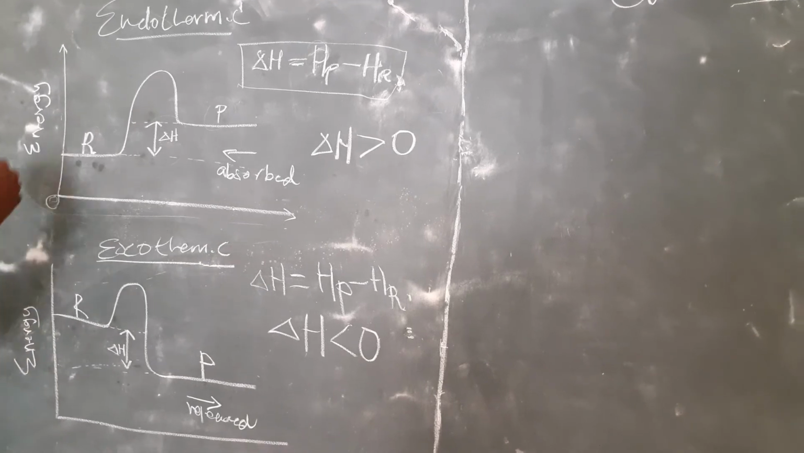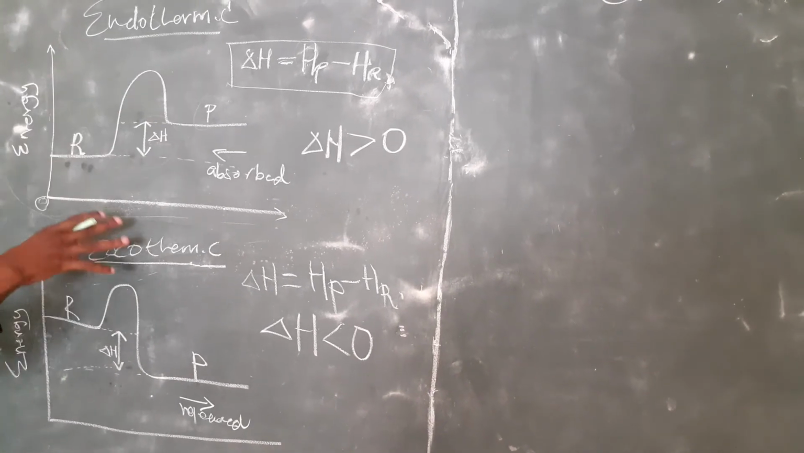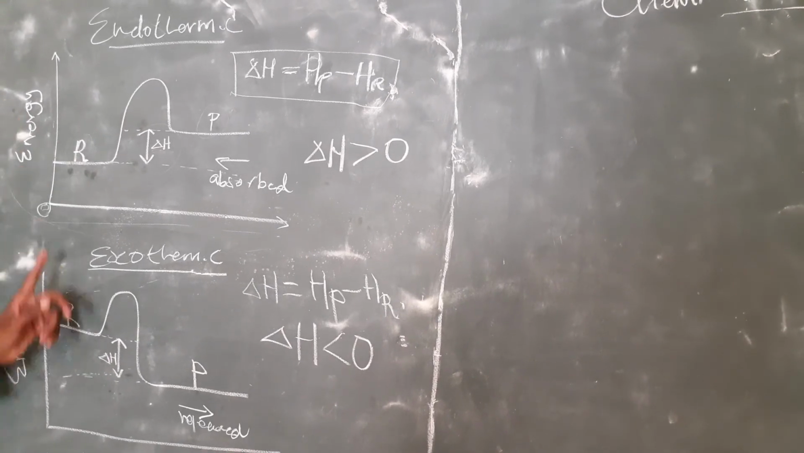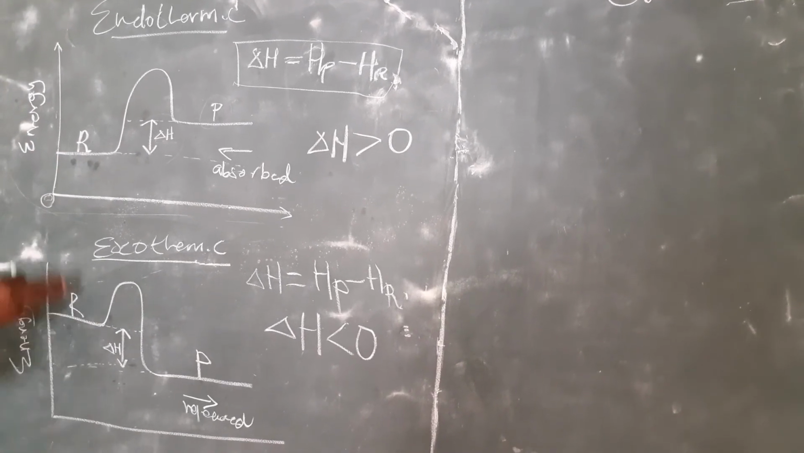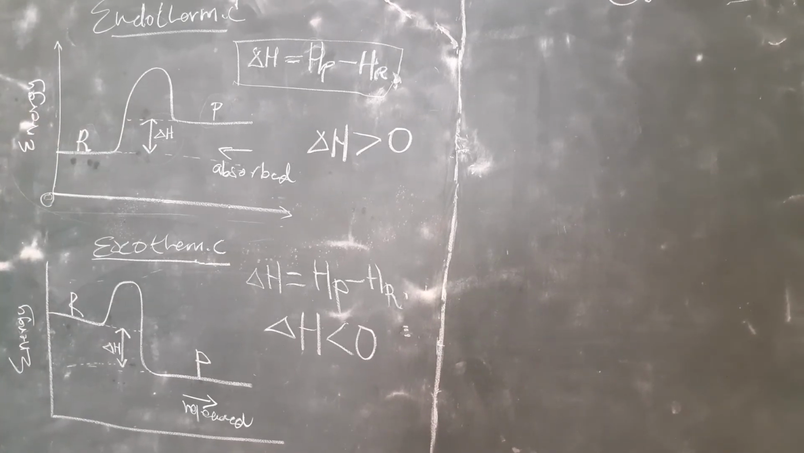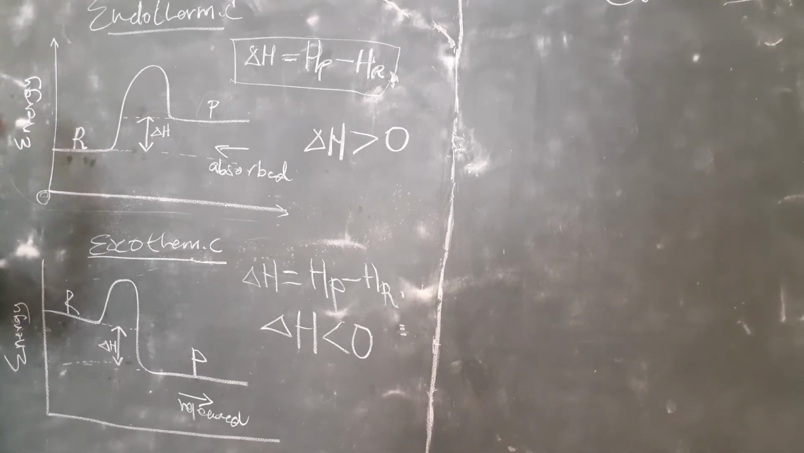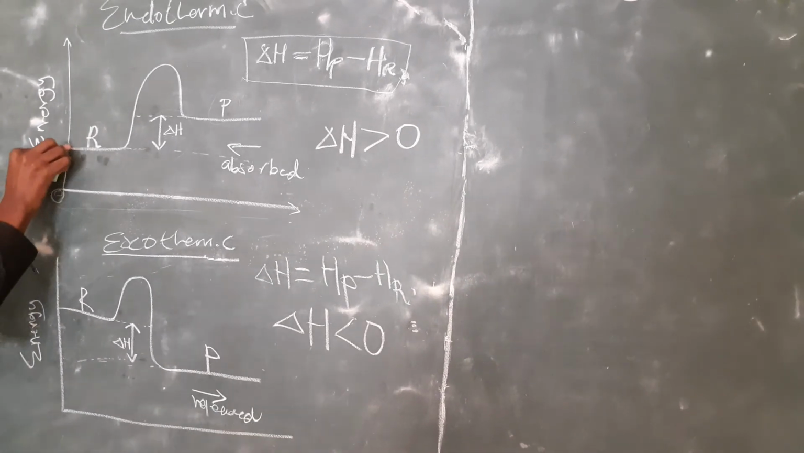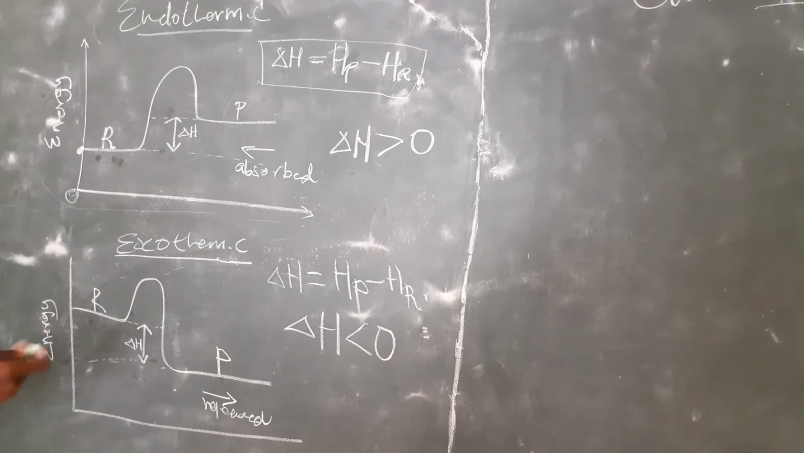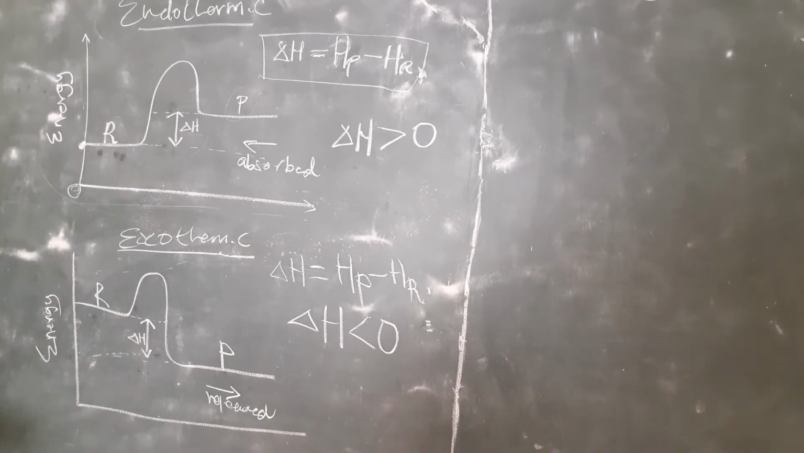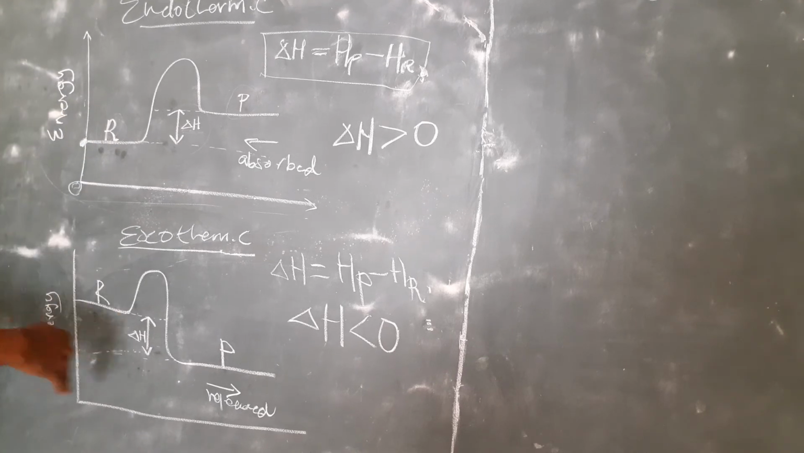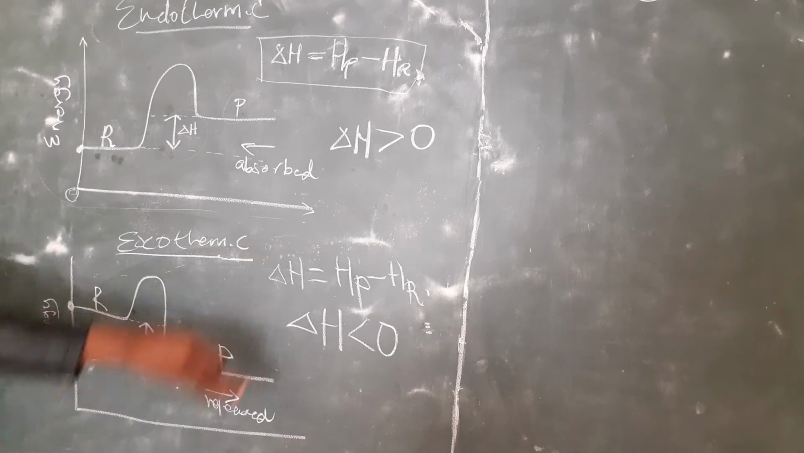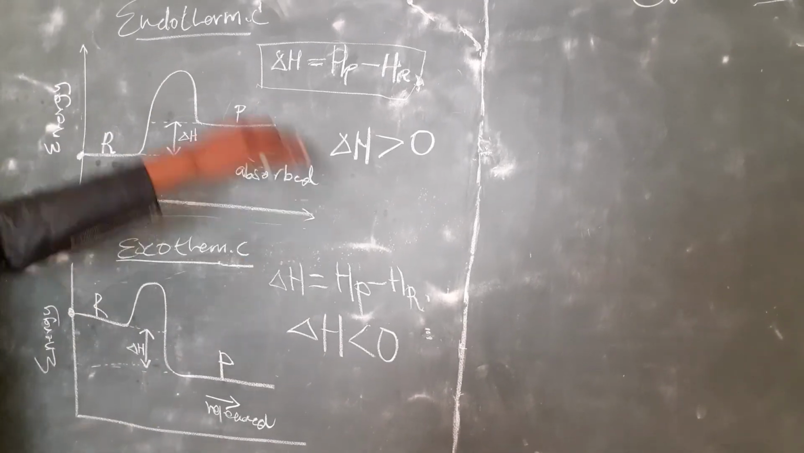So this is the interpretation of the graphs in terms of what is endothermic and what is exothermic. But remember, in these ones we have what we call activation energy and what we call the activated complex. Activation energy is the minimum energy that is required for a reaction to take place, to start this particular reaction.